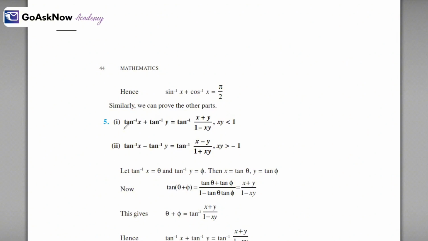So here tan inverse x plus tan inverse y should be equal to tan inverse of x plus y upon 1 minus xy, where xy should be less than 1. xy should be less than 1 here. So we will see why this condition is also applied here and how this formula has come. So let's find out and see what the result of this is.